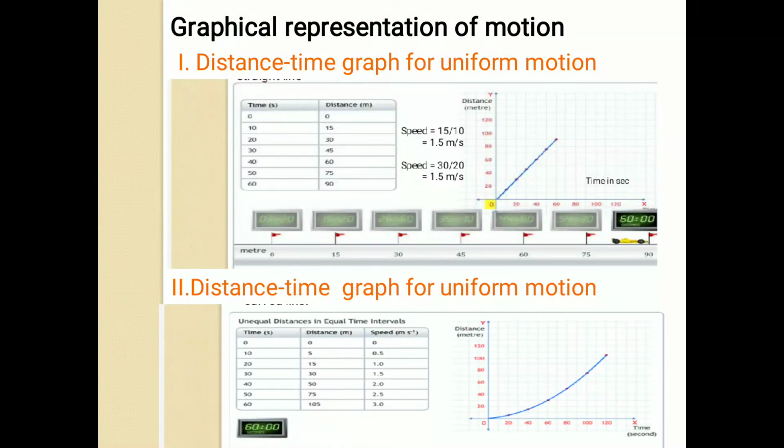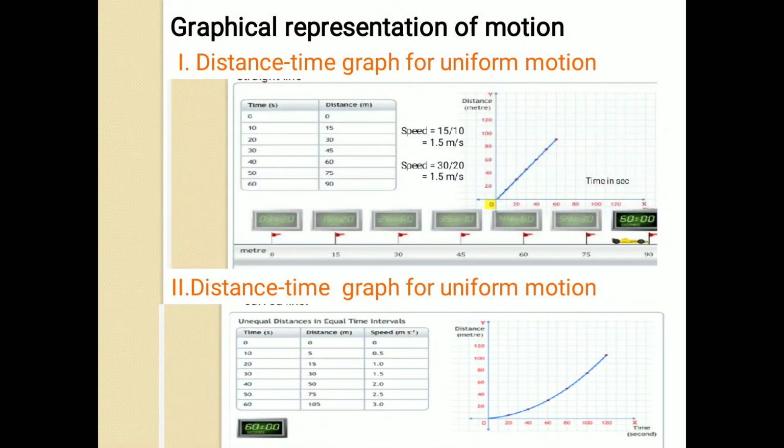Graphical representation of motion. First is the distance time graph, then the velocity time graph. So we need to discuss two types of graph: one is the distance time graph and the other is the velocity time graph. The first one is the distance time graph for uniform motion and the distance time graph for non-uniform motion. In a distance time graph, distance is on the y-axis and time should be on the x-axis. Time is always on the x-axis.